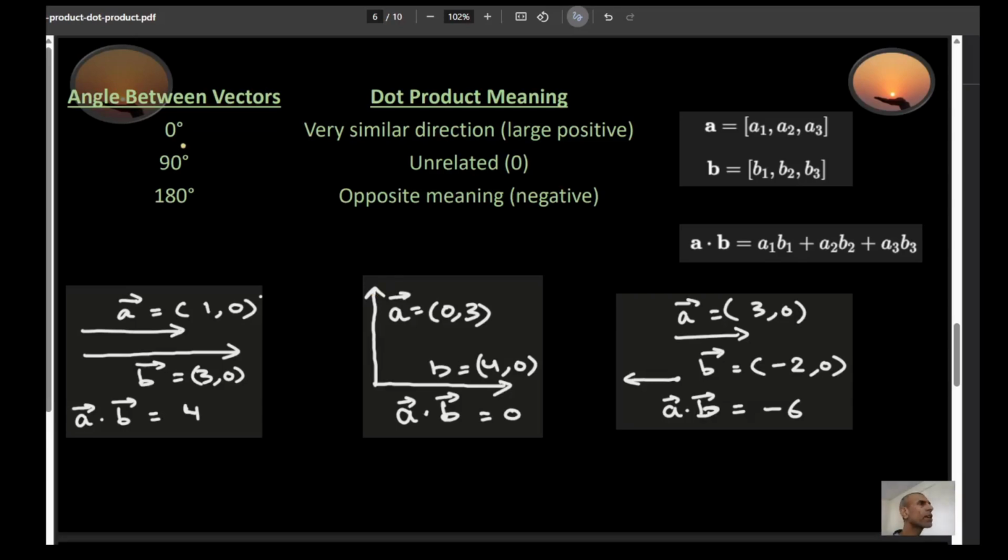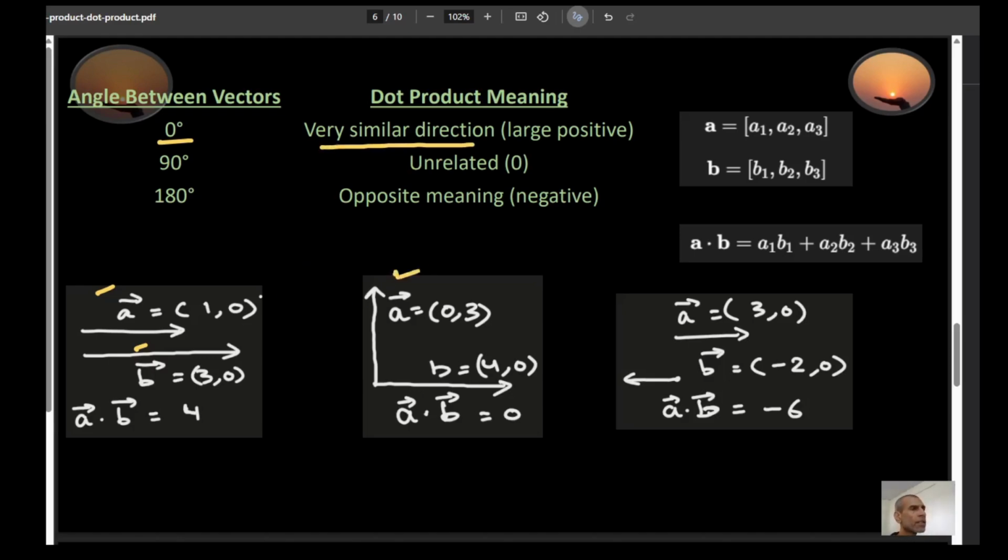So suppose the angle between two vectors is 0 degree, like this right here, A and B, and they both are pointing in the same direction. So the angle between two vectors is 0. It means that these two vectors are very similar, they have very similar direction. So your A dot B is going to be very positive.